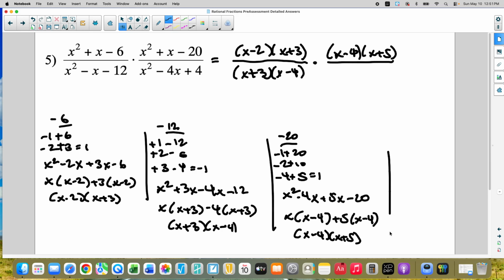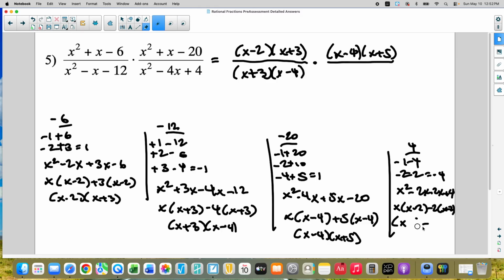Last one, factors of 4. We see that that's actually a binomial square, but we can show that it'll still work. Factors of 4 are 1 and 4, 2 and 2. Signs are the same. Both are negative, giving me -4. X squared minus 2x minus 2x plus 4. X minus 2, factor out -2, x minus 2, so we get x minus 2. That's not very clean. X minus 2, x minus 2.